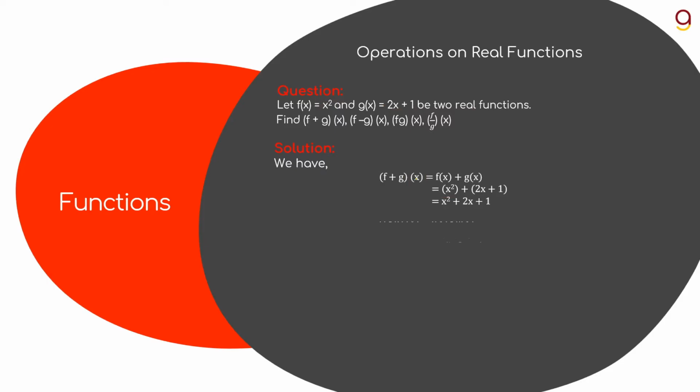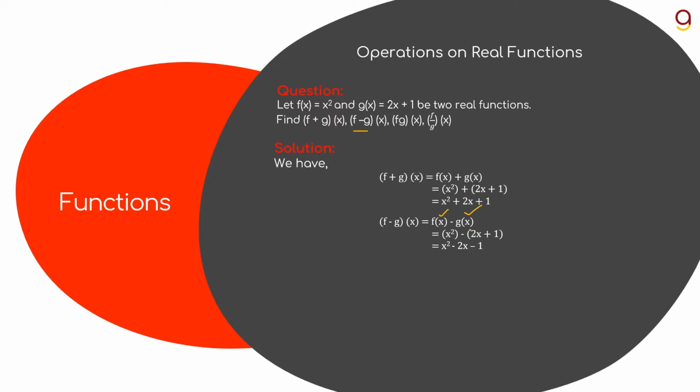Next, we have f minus g of x, subtraction. So again, what we will do is we'll subtract the two functions. We'll take the difference of the two functions. So what is the value of f of x? x square, and g of x, twice x plus 1.